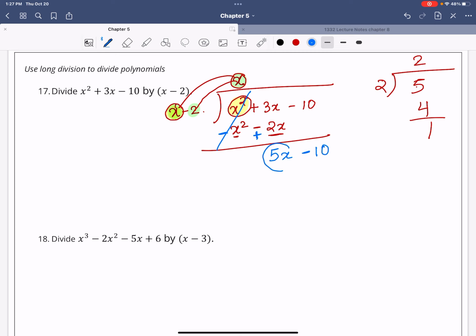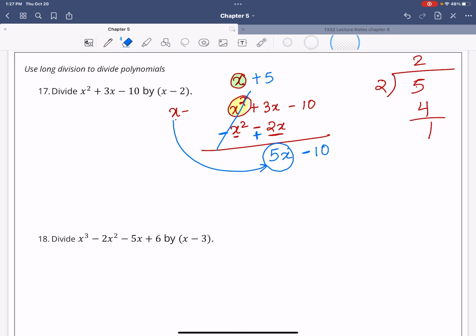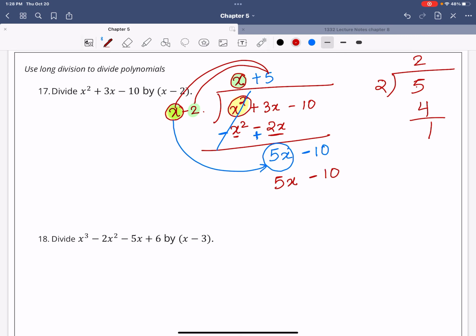Now I'm going to circle the first one, and I'm going to see how many times x goes into 5x, which is plus 5 times. Once I have that, I'm going to multiply 5 with x and 5 with 2. Let me erase all of these. Once I have the 5, I'm going to multiply 5 with x and 5 with 2. 5 times x is 5x. 5 times 2 is negative 10.